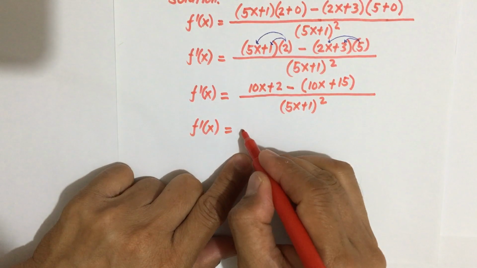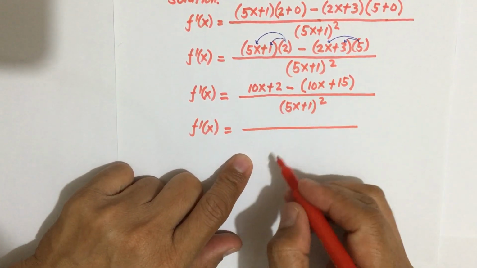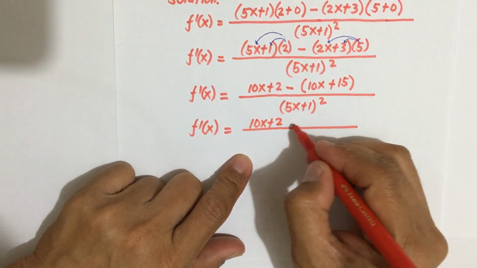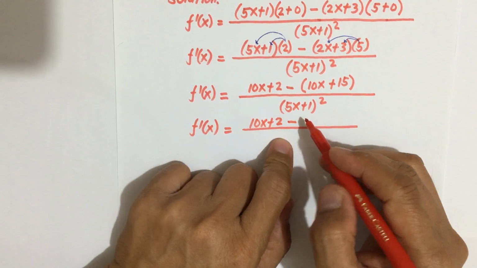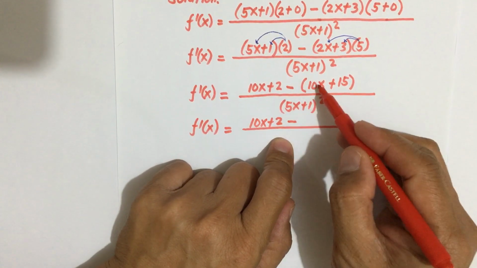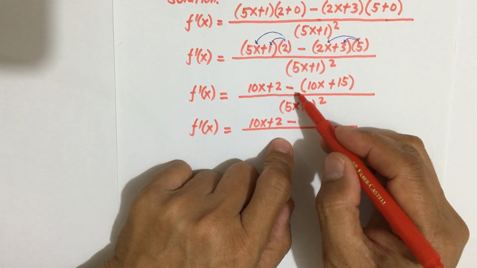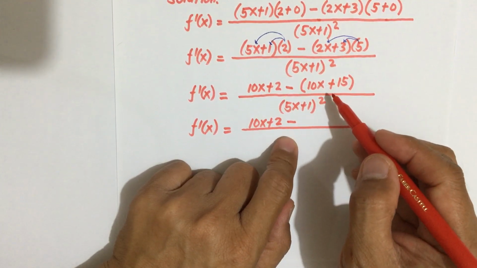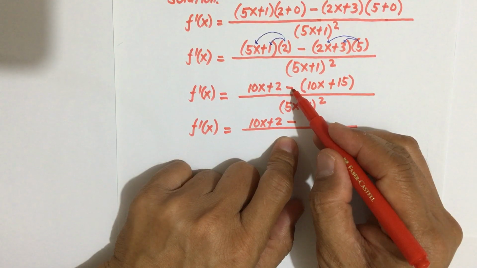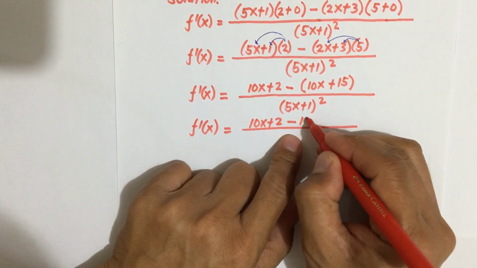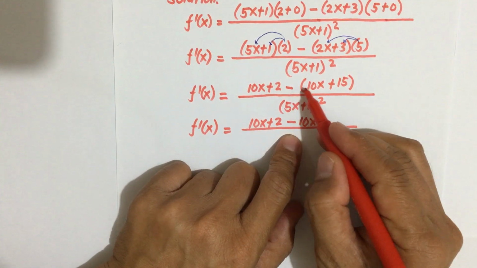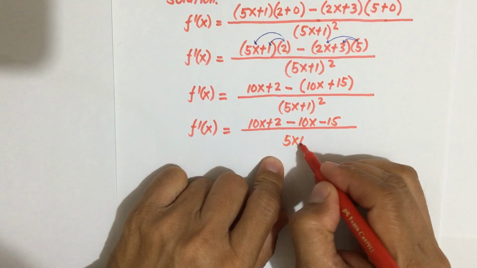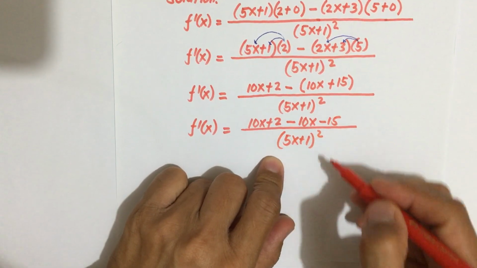Okay, so f prime of x, we can simplify this. Now the numerator, let's remove the sign of grouping at the numerator. So 10x plus 2, we just copy this one. Then minus, so now when you remove the sign of grouping, you multiply the understood negative 1 by each of the terms inside the quantity. So negative 1 times 10x is negative 10x. Negative 1 times 15 is negative 15. Divided by 5x plus 1 squared.